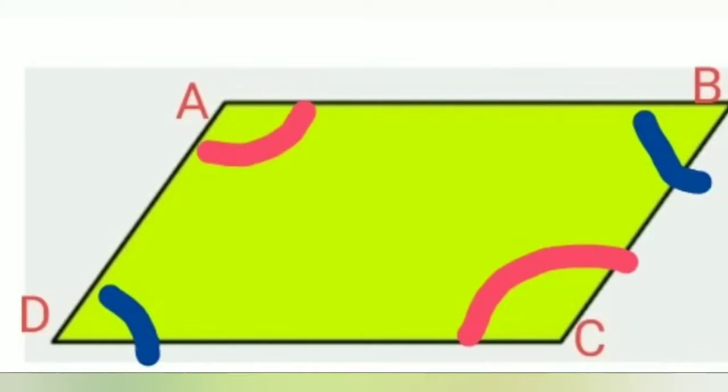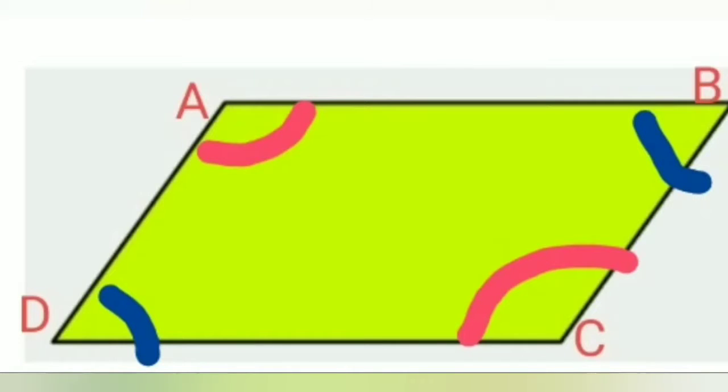Next is parallelogram. A parallelogram is a quadrilateral with each pair of opposite sides parallel. You can see the figure here. AB is parallel to DC, same as AD is parallel to BC, which means both the pairs are parallel. And in a parallelogram, opposite sides are equal. So you can say AD is equal to BC and AB is equal to DC.